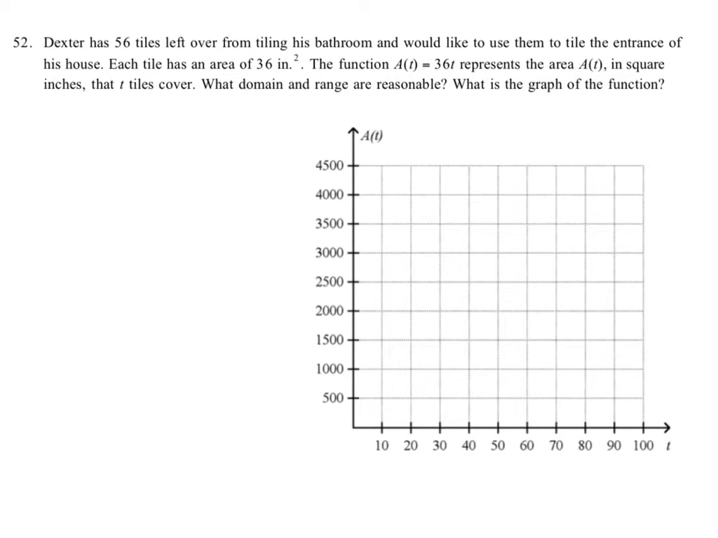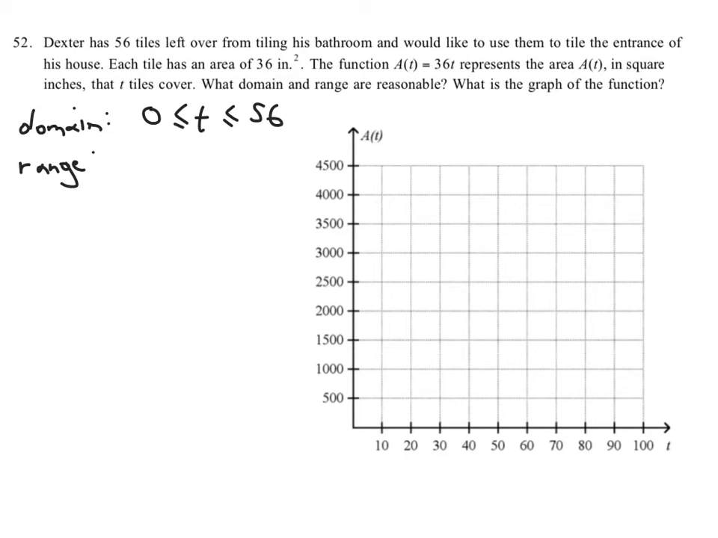So the domain is that t, the number of tiles that we're talking about, is somewhere between 0 and how many did they say there are? 56 of them. Okay, that's the most that we have, the least and most that we can use. We can use as little as 0 if he decides to not do anything, and up to 56 tiles, including 56, right? So what is the range then?